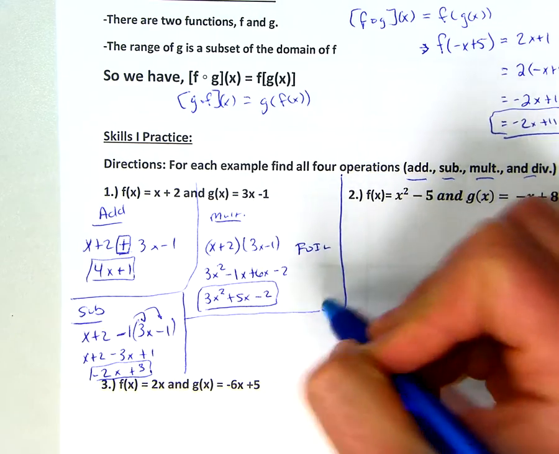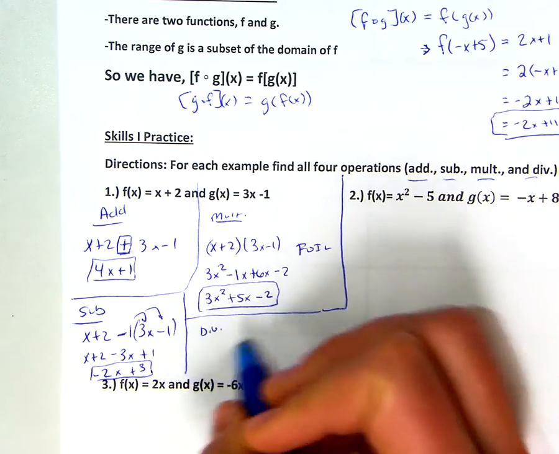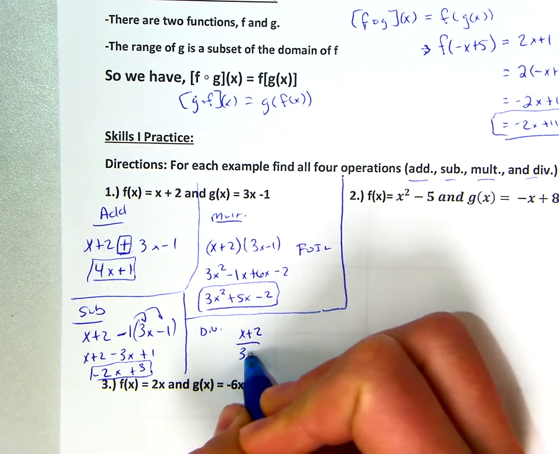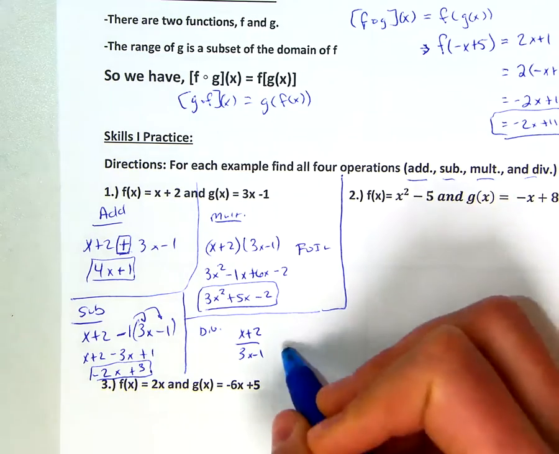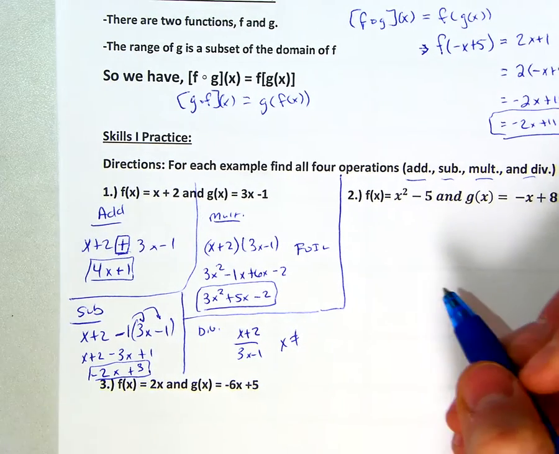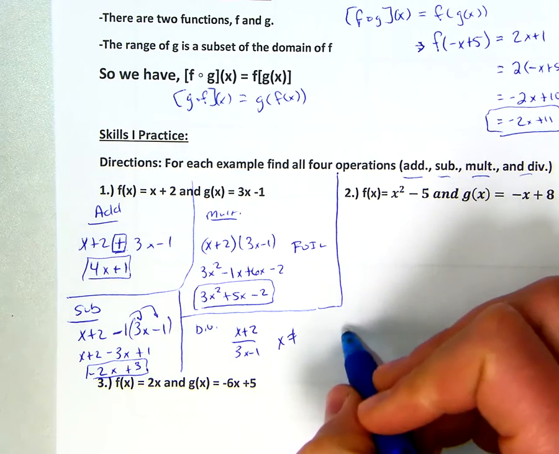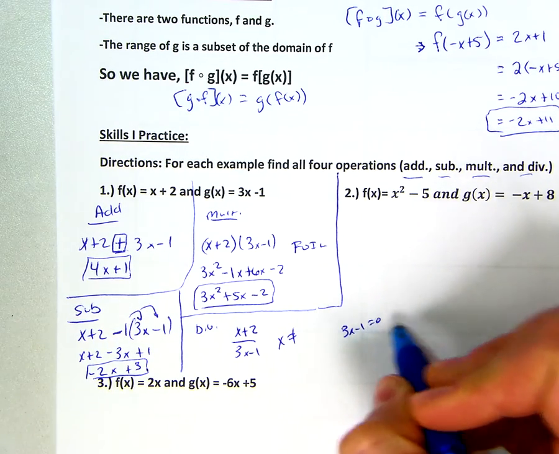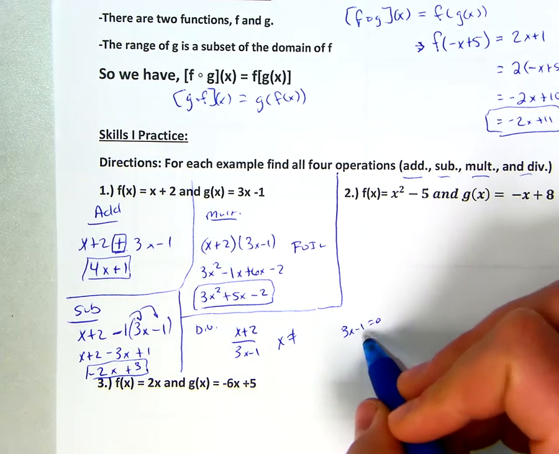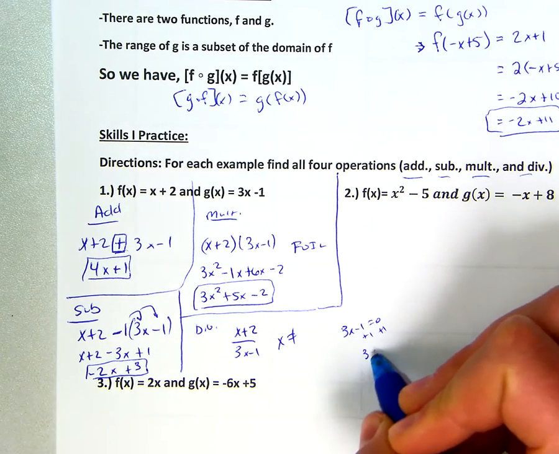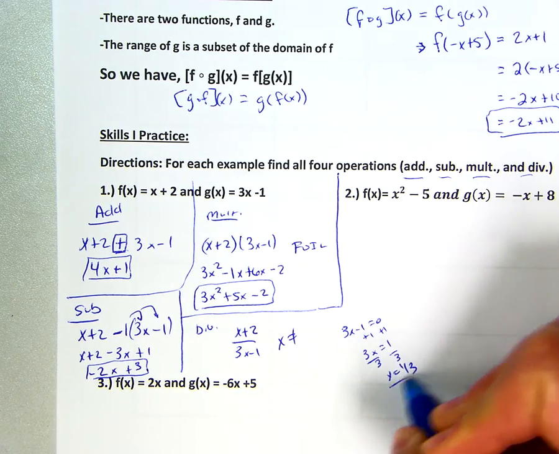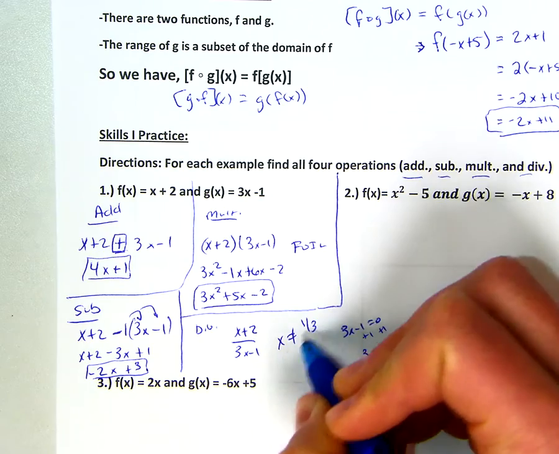And then finally with division, we have x plus 2 divided by 3x minus 1. How are we going to find what x can't be? We take 3x minus 1 equal to 0. We want to find when this equals 0, so we know not to use that number. You add 1 here, you get 3x equals 1. You divide by 3, you get x equals a third. So we know that x can't be a third.